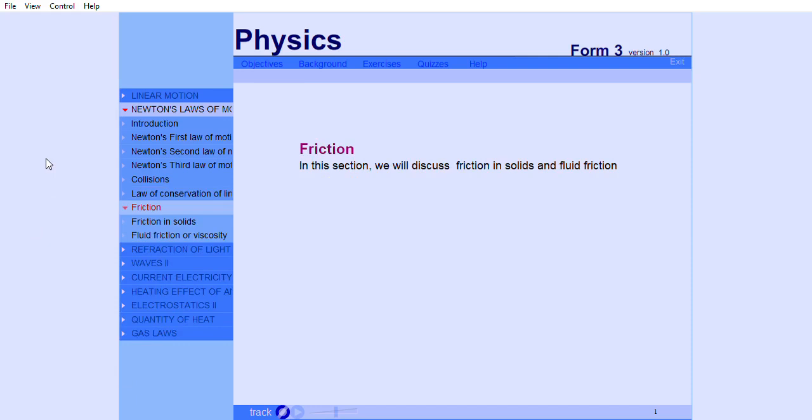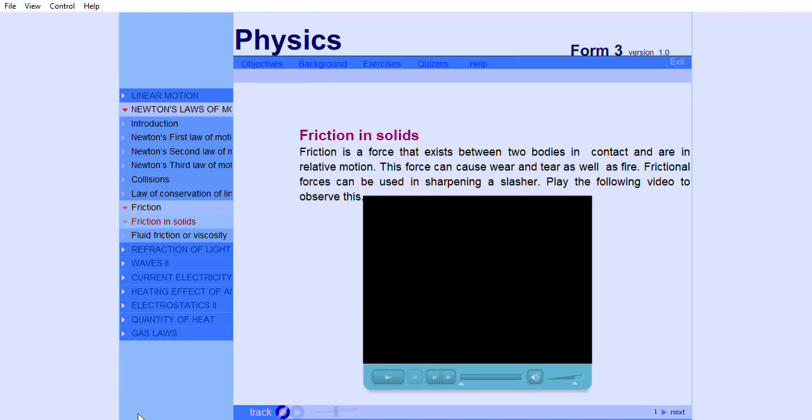Friction. In this section, we will look at friction in solids and fluid friction. Friction in solids. Friction is a force that exists between two bodies in contact and in relative motion. This force can cause wear and tear as well as fire. Frictional forces can be used in sharpening a slasher. Play the following video to observe this.